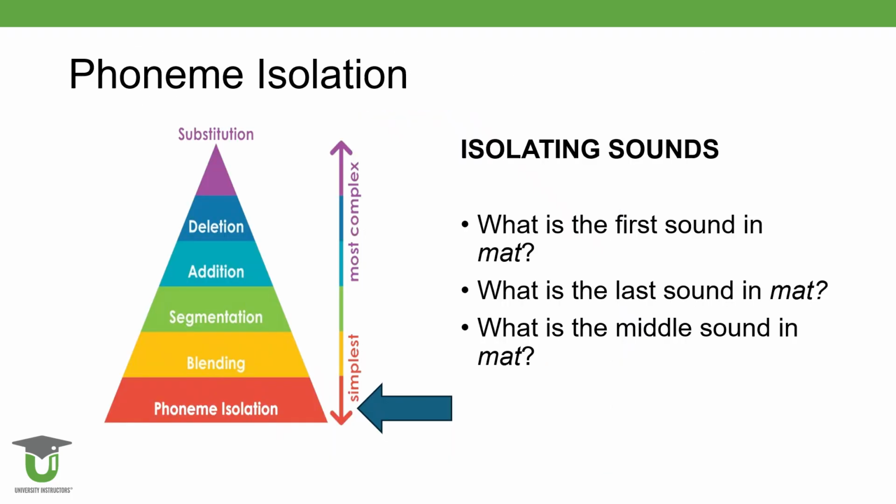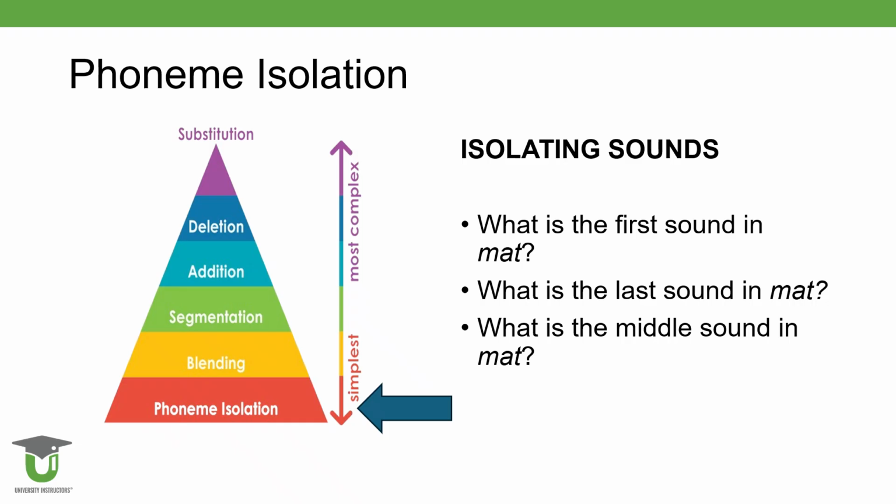Hearing and isolating the individual phonemes or sounds in spoken words represents the first layer of skilled phonemic awareness. This is called phoneme isolation. Isolating phonemes entails knowing that a word is made up of a sequence of sounds and that individual sounds in words can be differentiated from one another.